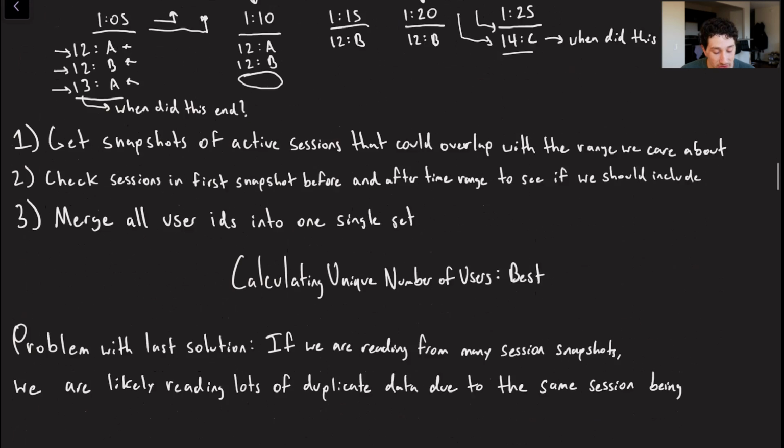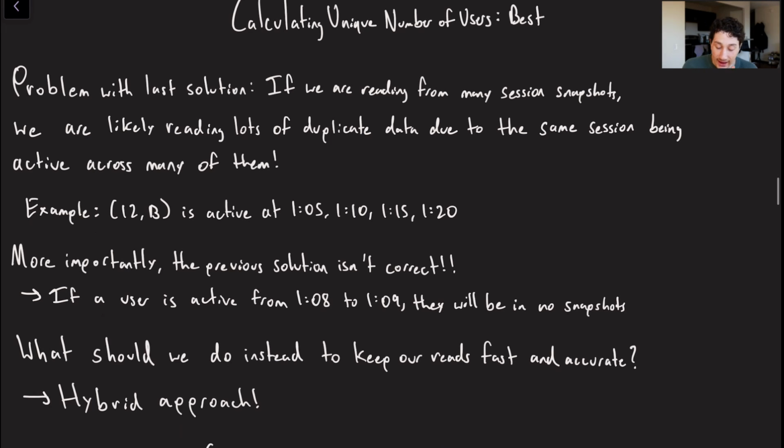That being said, this guy still has quite a few problems as well, which we're going to cover in the next slide. So there are two main problems, basically. The first is this. If we're reading from many session snapshots, keep in mind each session snapshot could be pretty big, right? We're talking about potentially billions of active sessions in a given moment. We're going to be reading lots of duplicate data, and that is going to be bad.